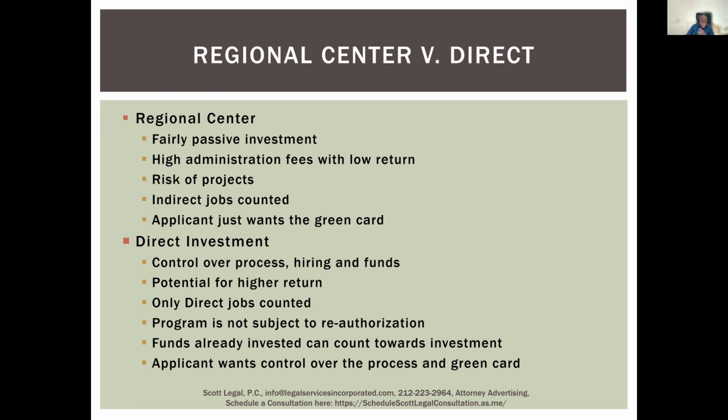Perfect, so let's jump right into it. EB5 is broken down into really two different areas. One is regional center EB5 and one is direct investment EB5.